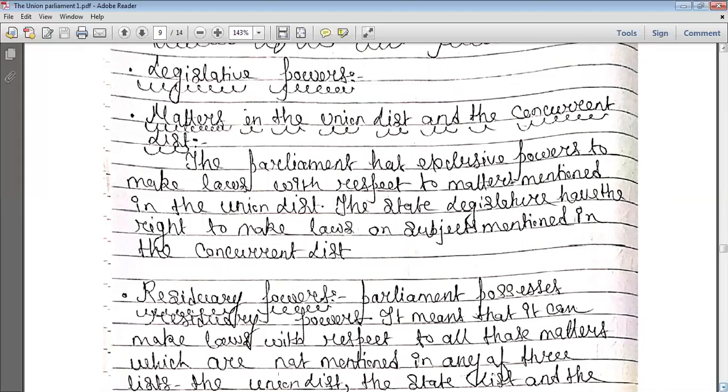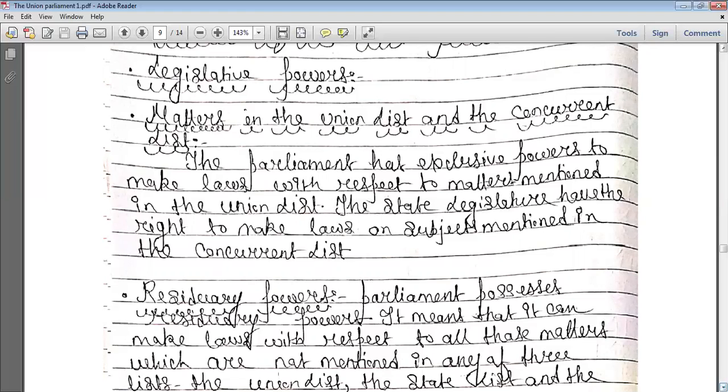Matters in the union list and the concurrent list. So lists are of three types: union list, state list and concurrent list. Union list mainly consists of those subjects which are handled by the central government. State list consists of those subjects which are handled by the state and provincial government. And concurrent list consists of those subjects in which both the central and the state government work in close cooperation, and both the central and the state government have some profit.